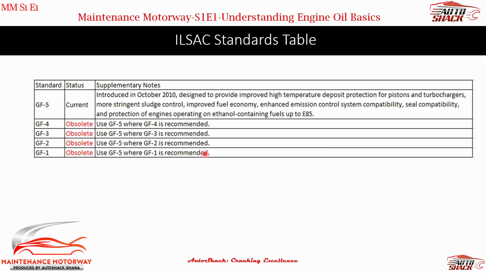Now moving on to the ILSAC standards. The ILSAC standards GF also started, I believe, in 1996, and it's changed several times from GF1 through GF5, which is the current iteration of the ILSAC standard. It was released in October 2010, just like the API standard SN. Sometimes when you go to buy oil, you can't find API ratings on it. You can always use the GF standard as well. And GF5 is always what we recommend for our customers if they can't find any API ratings on the oil container.